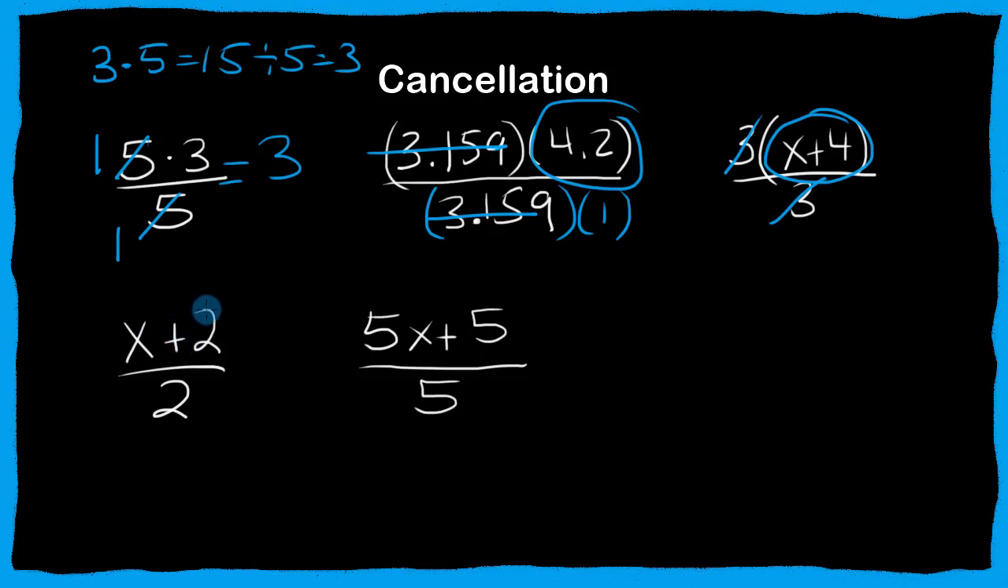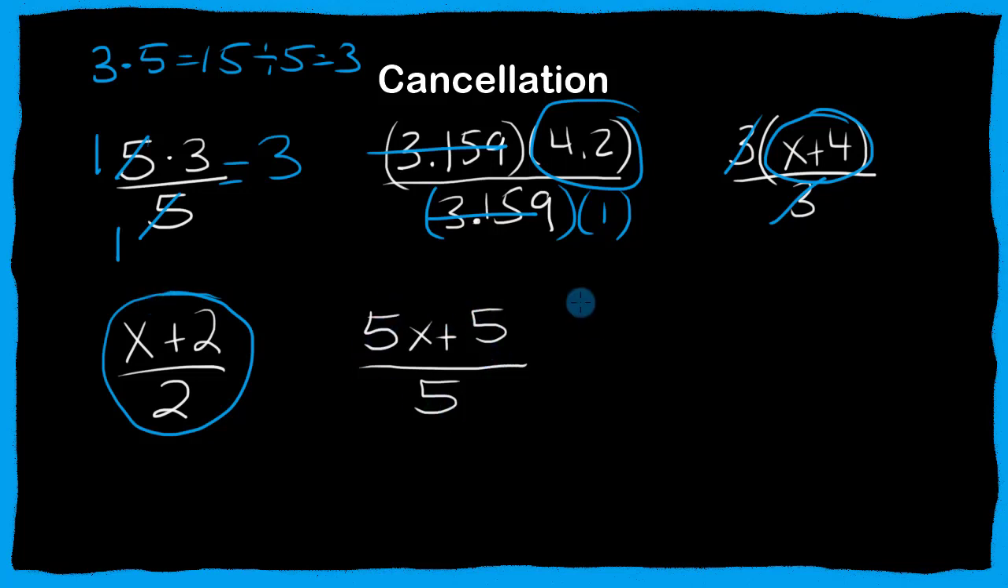Now in this case, you can't cancel the 2 and the 2 because the 2 up on top is not a factor of a multiplication problem, right? So we're actually adding these two numbers together, so you can't cross out these two. This is actually as simple as this expression can get.